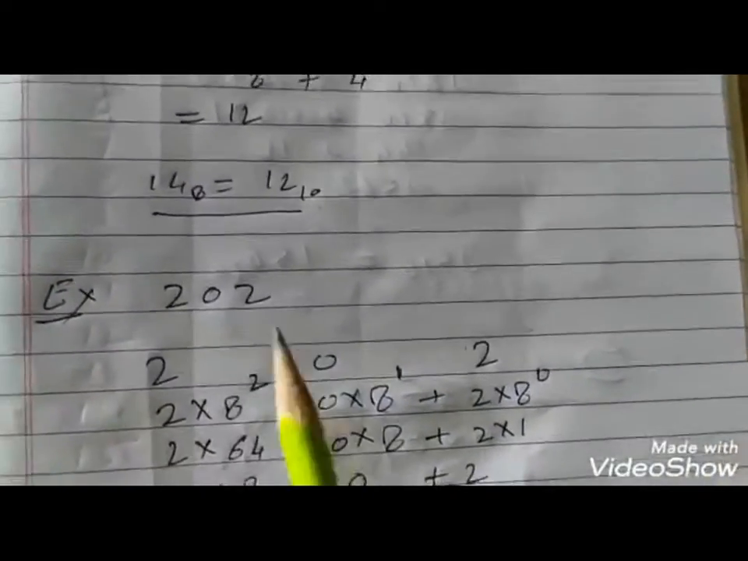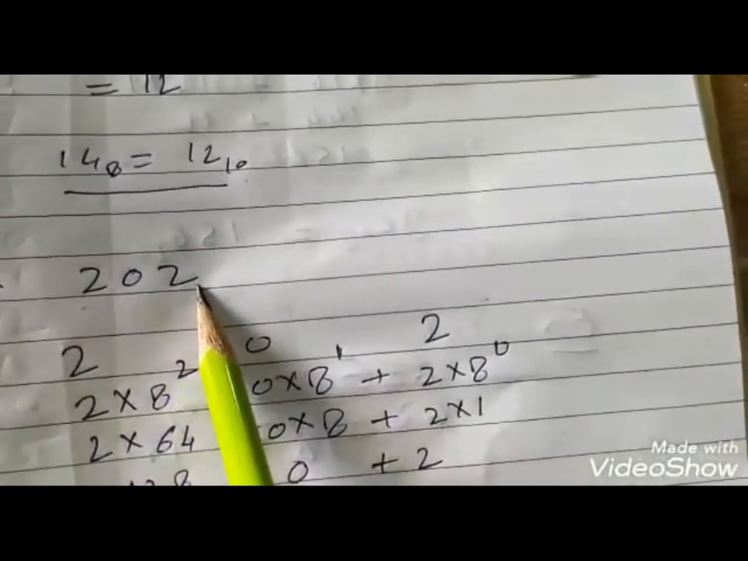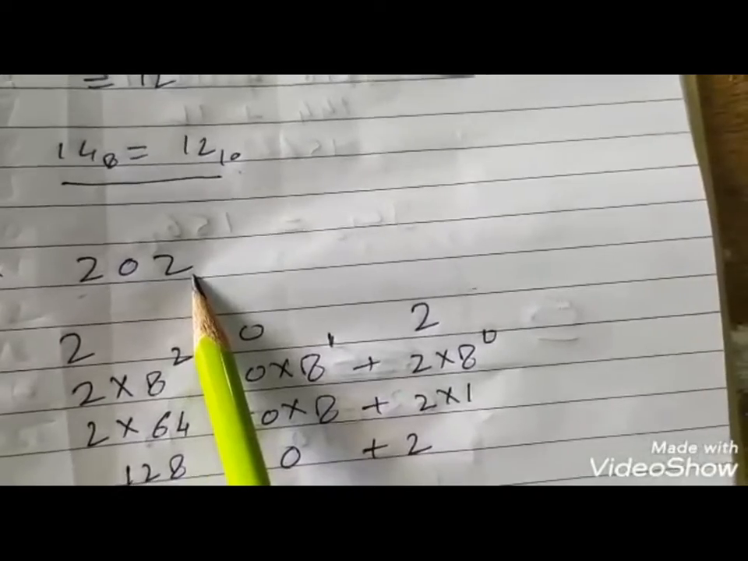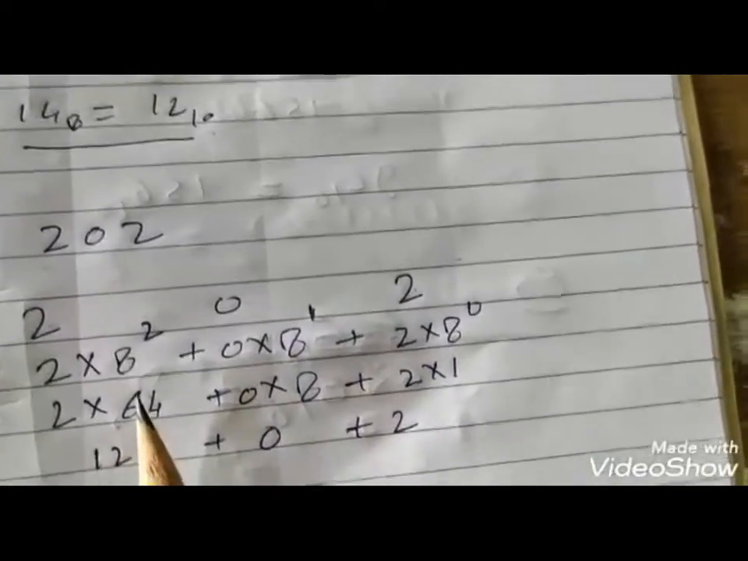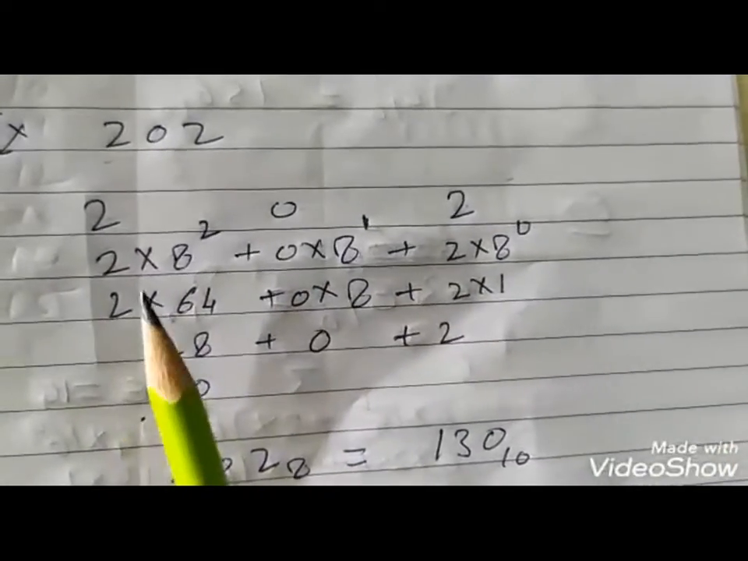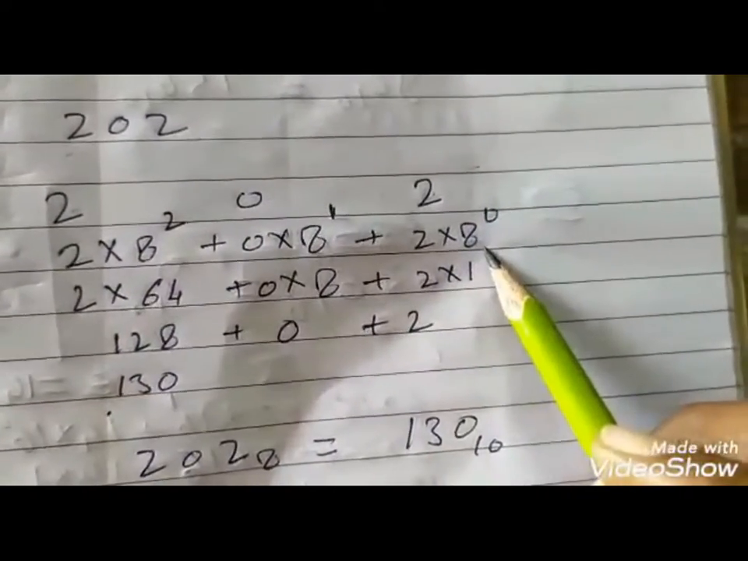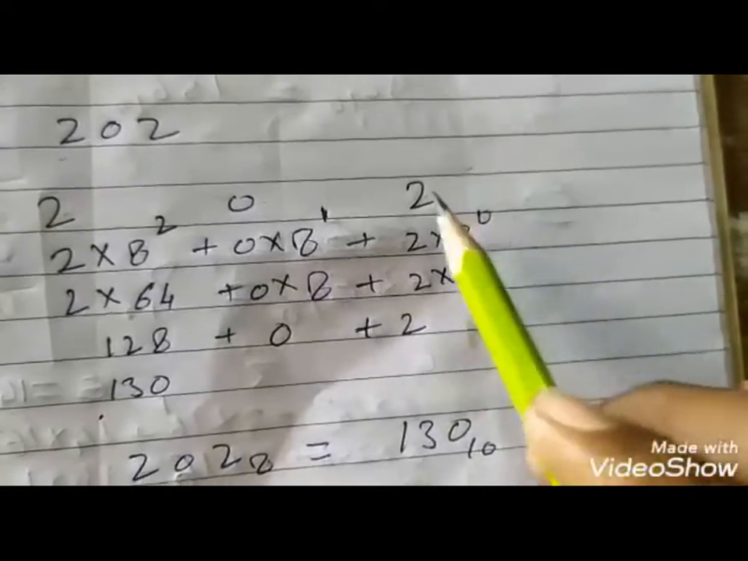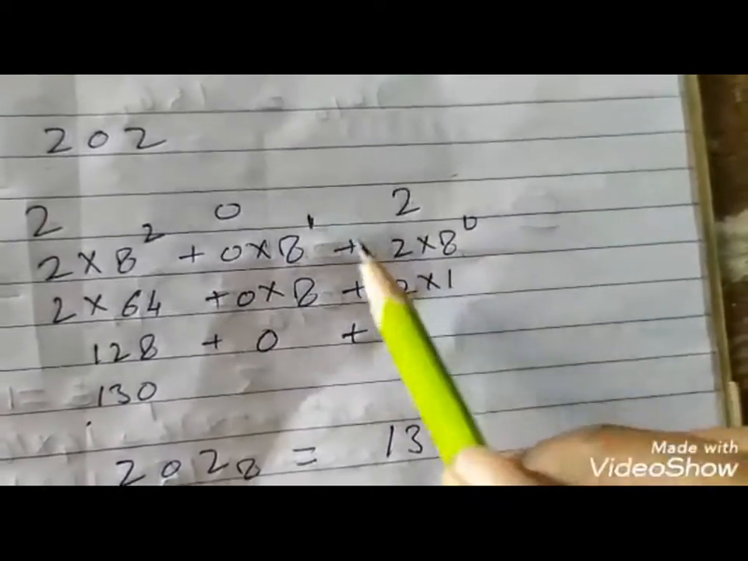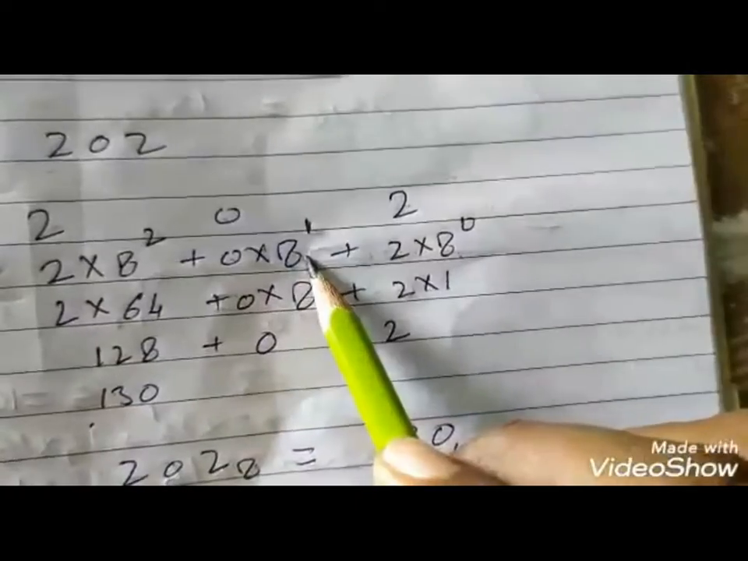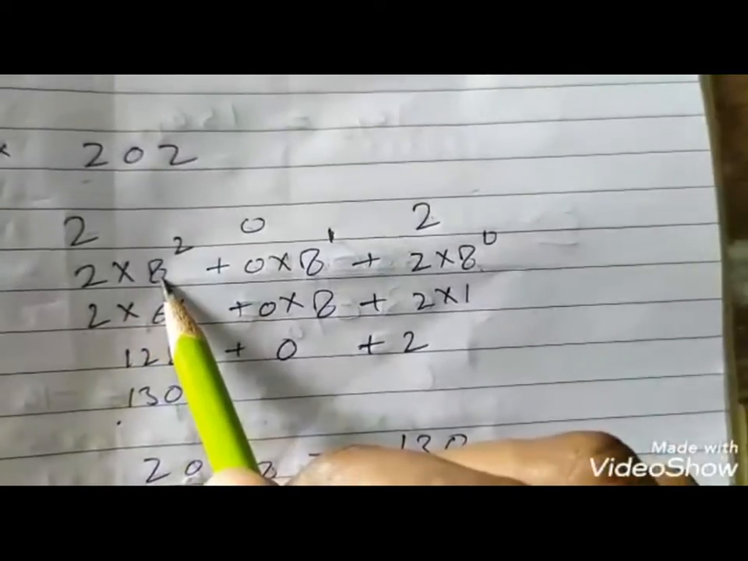Now next example, 202. Write all digits with space, and multiply every digit by 8 with its position as a power. So first digit is 2 multiplied by 8 power 0 plus 0 multiplied by 8 power 1 plus 2 multiplied by 8 power 2.